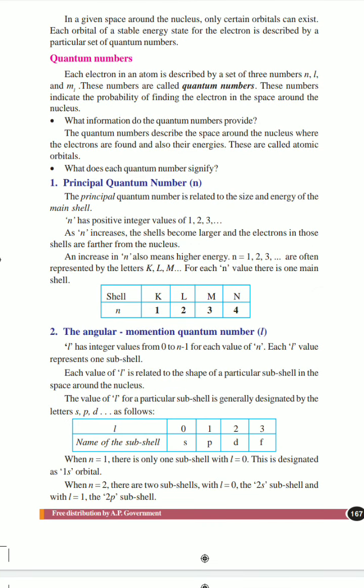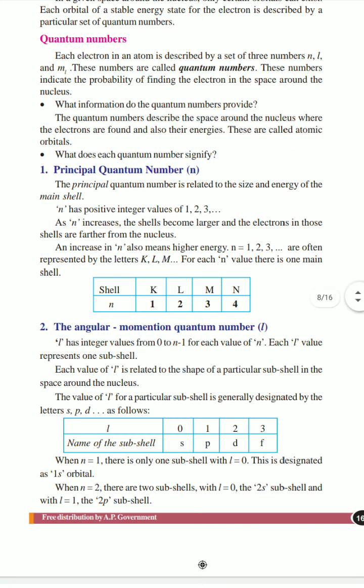So as n increases, the shells become larger and the electrons in those shells are farther from the nucleus. Whenever the n value increases, the shells become larger and the electrons in those shells are farther from the nucleus. For example, if n is equal to 1, it is very near to the nucleus. But if n is equal to 2, then it goes to the second shell.